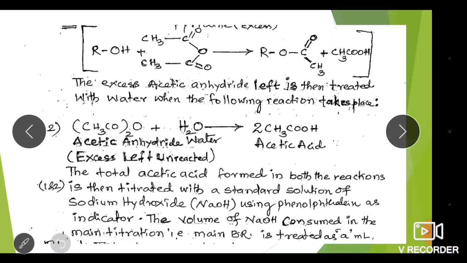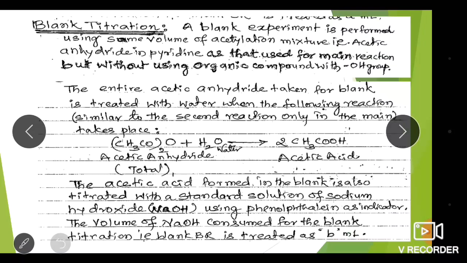Then the total acetic acid formed in both reactions, the first and second, is titrated with the standard solution of sodium hydroxide using phenolphthalein as an indicator. Simply, it is a neutralization reaction. The volume of NaOH consumed in the main titration, the main BR, is treated as A ml. Then next, the blank titration. The first one is the sample titration.